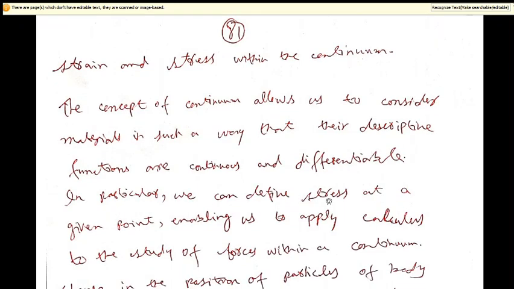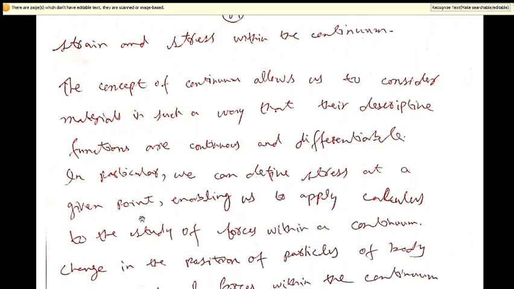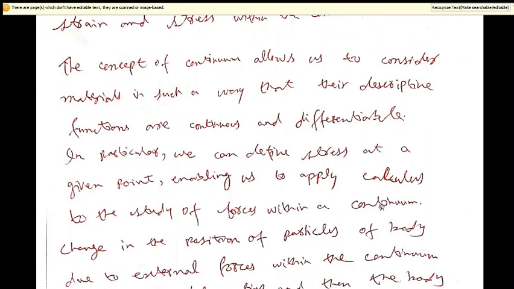In particular, we will define stress at a given point, which will enable us to apply calculus to the study of forces within the continuum, because we are supposing continuity and differentiability, so we can apply calculus to the forces within the continuum.